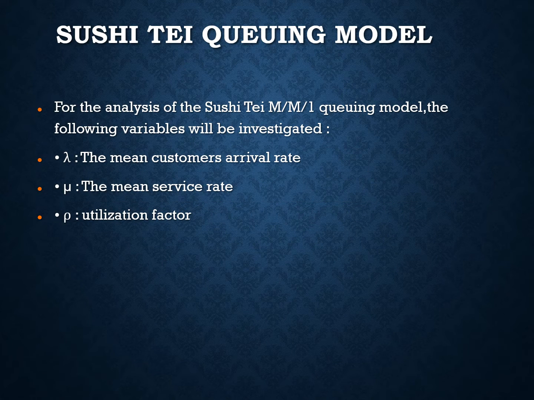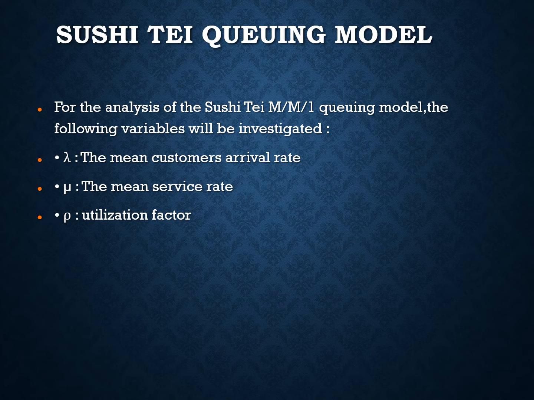here is the Sushi Thai queuing model. For the analysis of the Sushi Thai M/M/1 queuing model, which means a restaurant that has only one counter, one server, or one chef, for example. To overcome this, what I have done is I have collected the data, the data which was collected by the researchers. I have taken the data from there.